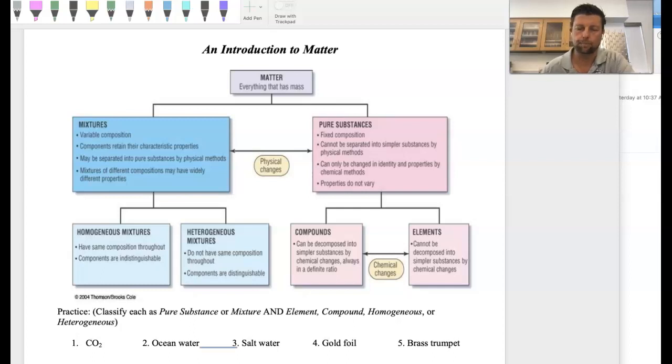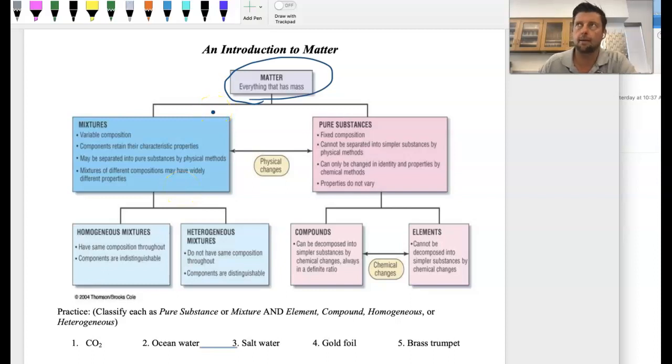So with matter, it's important to, of course, know what matter is in chemistry. And it's just anything that has mass. So things like ideas or songs, or something that you can't put on a balance, are not matter. Even things that have a very little amount of matter, like an electron, are still considered matter.